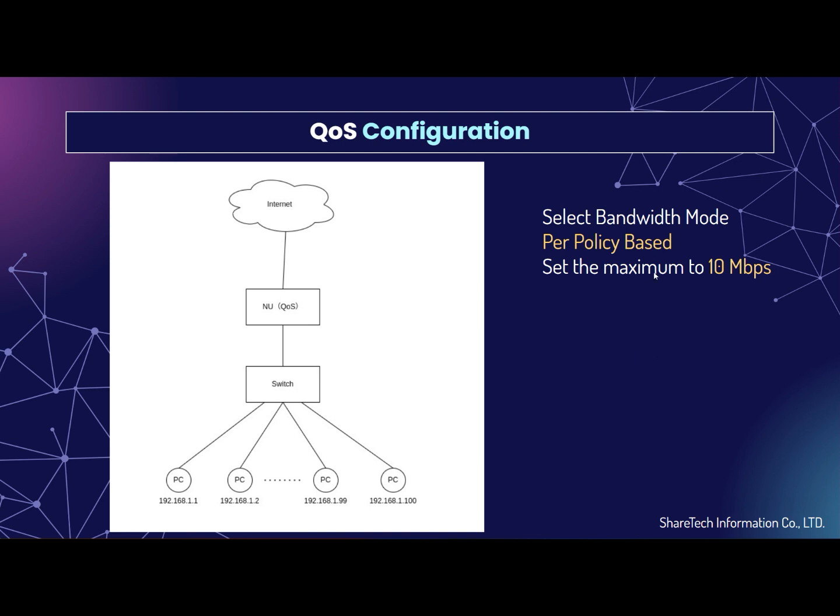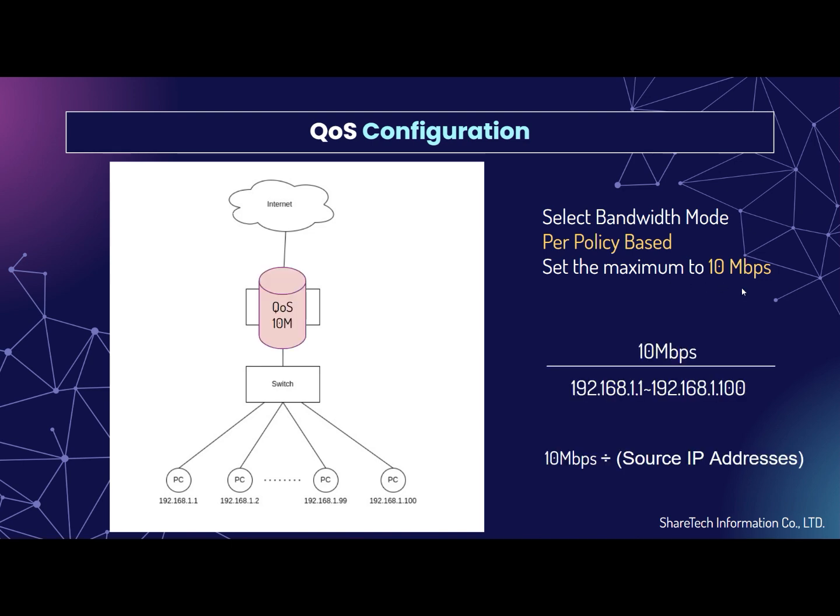Here is an example where the maximum traffic for QoS is set to 10 megabits per second. Assuming the per policy base is used, it means that the IPs using this policy will share the 10 megabits equally among them. Expressed as a calculating formula, the concept is like this. 10 megabits is allocated to the source IPs that use this policy.